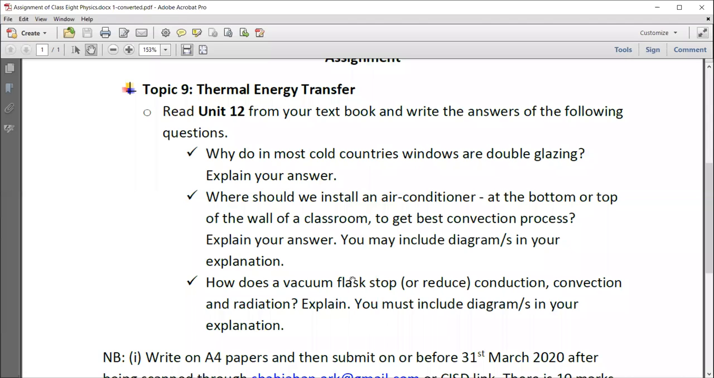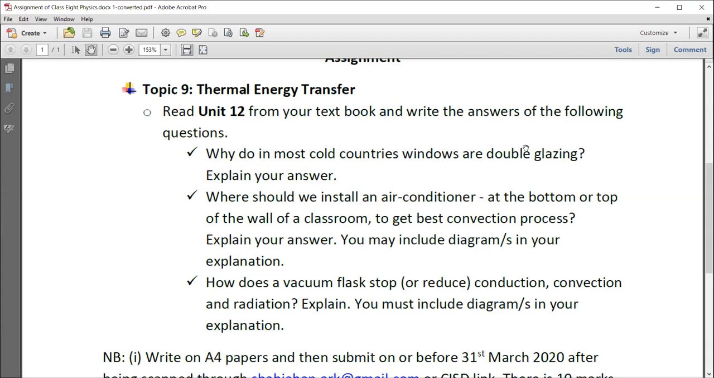Now, I got one question from Shafkat. Last class he was asking about radiation. Shafkat is there? Okay, so we will go to the last question here, where there is radiation also. Other than conduction and convection, we have radiation.